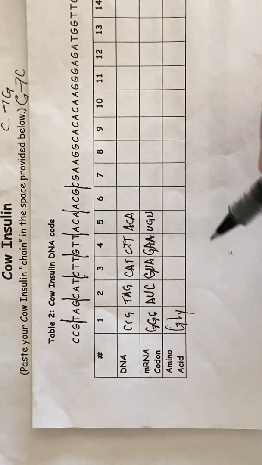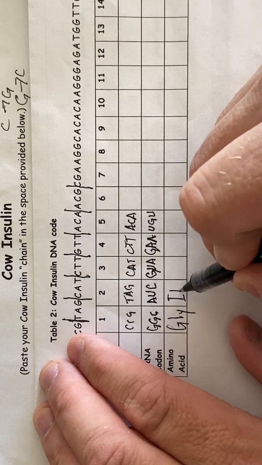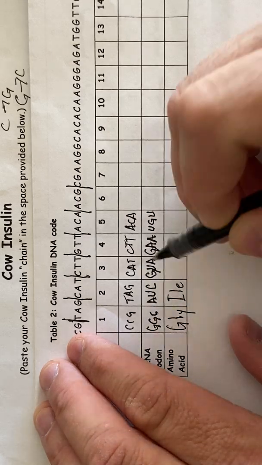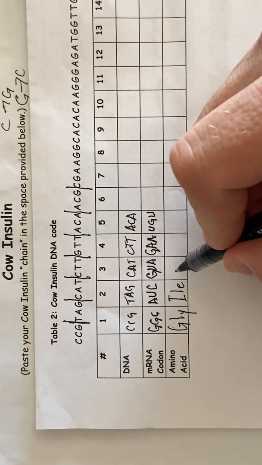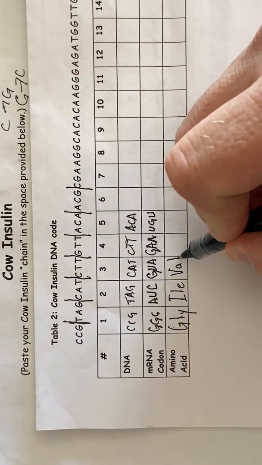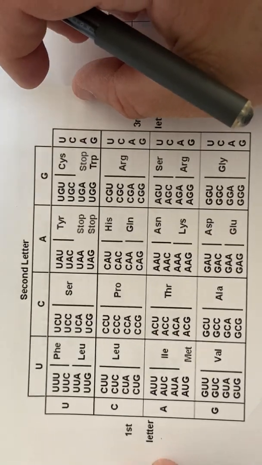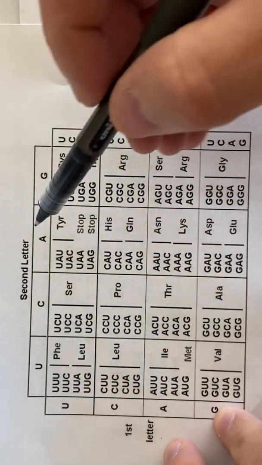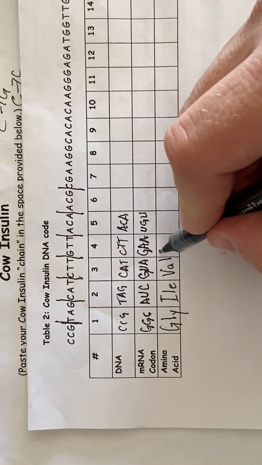Now, ILE is isoleucine. It's another chemical. Our third is GUA. GUA gives us valine, VAL. So these are just abbreviations for the amino acids. Next is GAA. It's not Girls Athletic Association. GAA gives us glutamine, GLU.